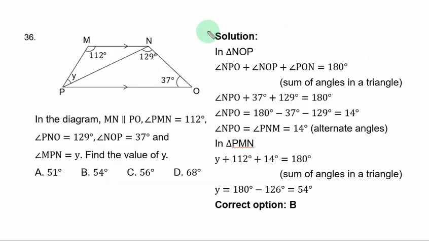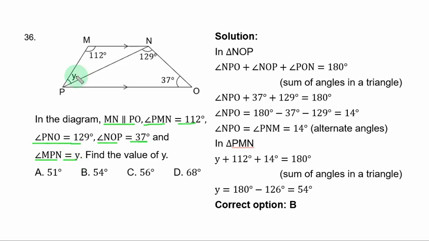Question 36. In the diagram, MN is parallel to PO. Angle PMN is 112 degrees. Angle PNO is 129 degrees. Angle NOP is 37 degrees. And angle MPN is equal to y. Find the value of y.